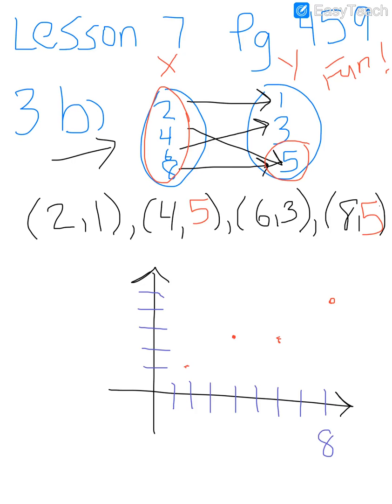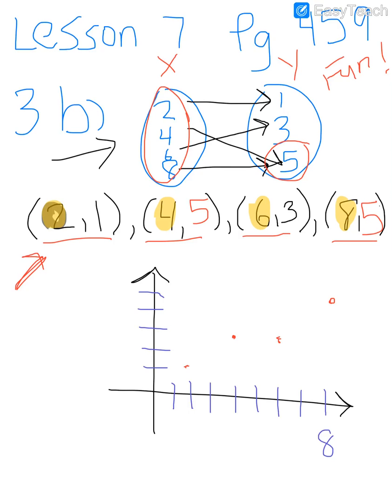So what I've done here is I've taken that mapping diagram and put it into ordered pairs, right? So 2 was mapped to 1, 4 was mapped to 5, 6 was mapped to 3, and 8 was mapped to 5. If I gave you these ordered pairs and asked, based on the ordered pairs, is it a function, you're again only concerned with your x values. So we're looking at 2, 4, 6, and 8. No x values repeat, so it's a function.